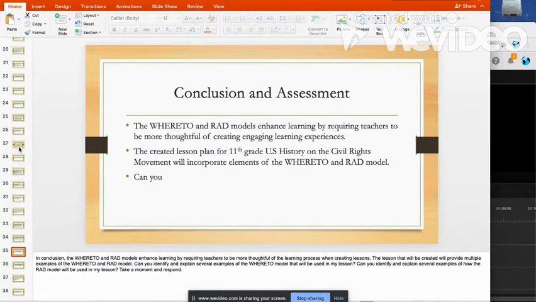Can you identify and explain several examples of the Where To model that will be used in my lesson? Can you identify and explain several examples of how the RAD model will be used in my lesson? Let's take a moment and respond for your assessment.